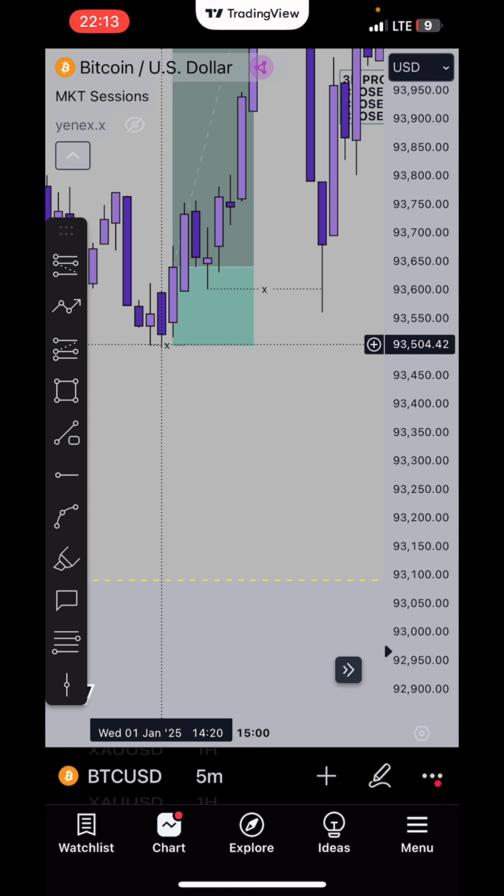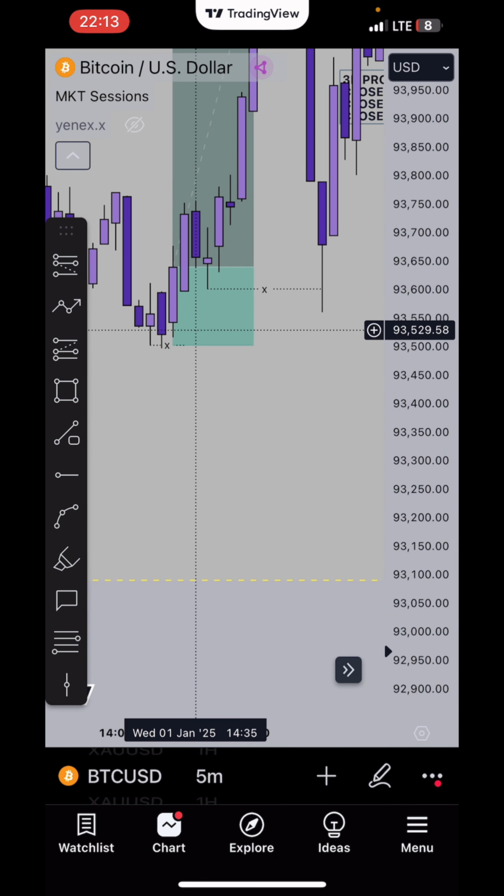Instead, look at where I kept my stop loss. If it's below any candle or if it's above any candle, keep it there too, using your broker's chart and your broker's price. So that is the first thing.